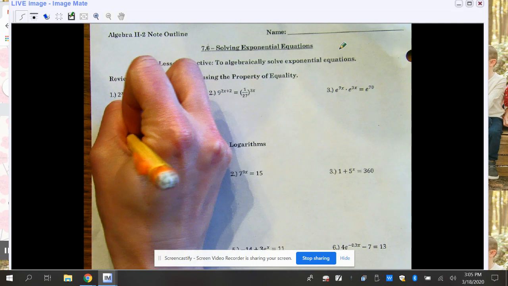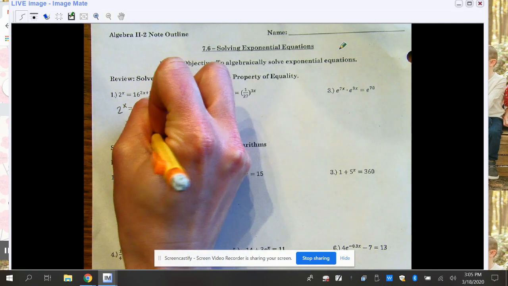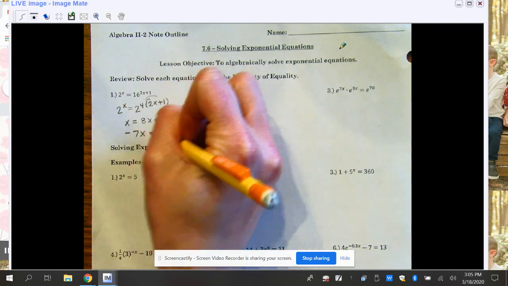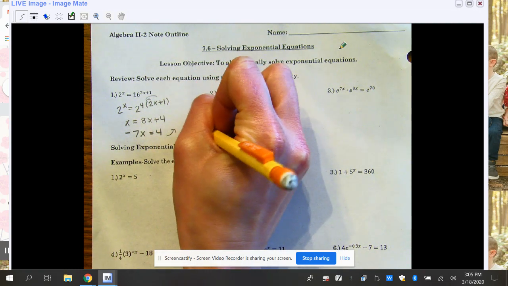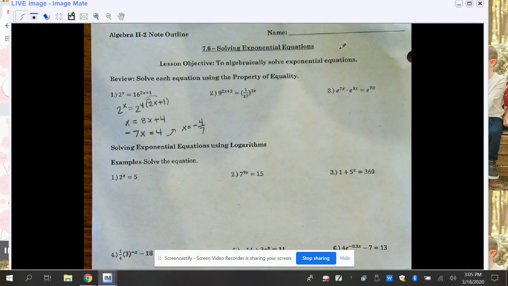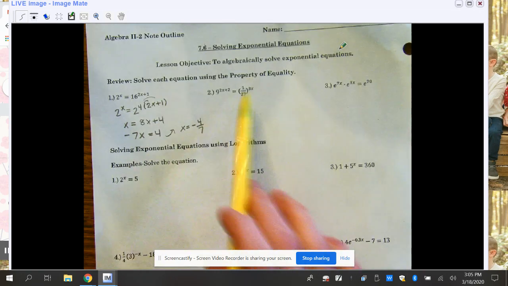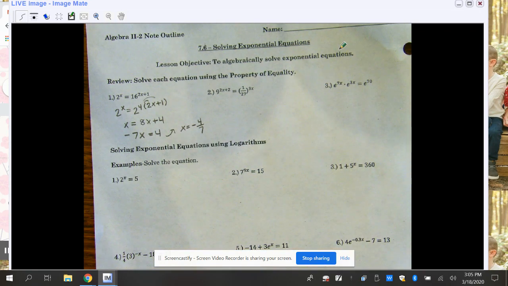Move the 8 over, and then divide by -7. So that answer would be -4/7. I would need to keep that as a fraction because it is a repeating decimal. And so we do the same thing here and then the same thing here.